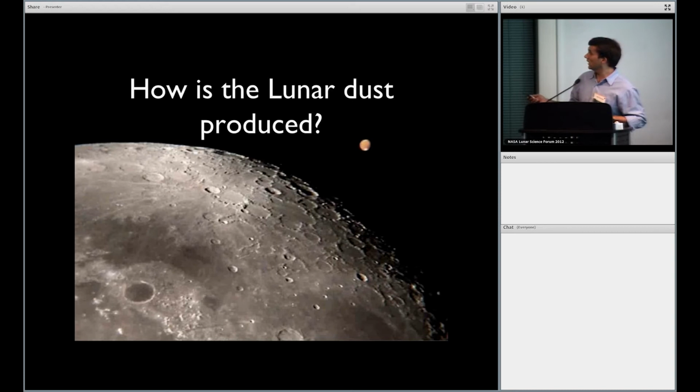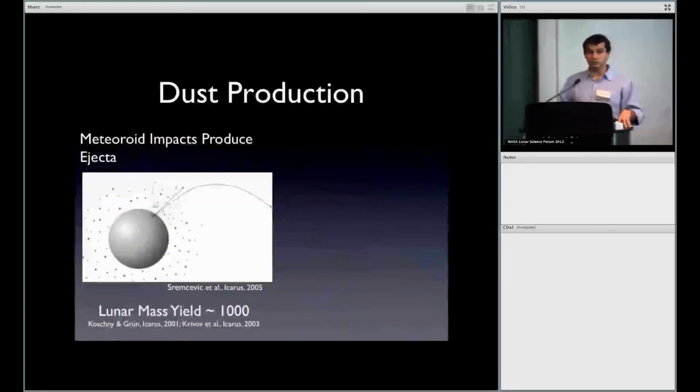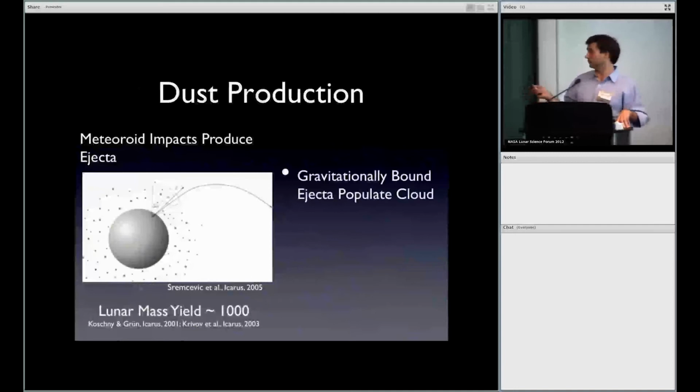So how is the lunar dust produced and why is it there? You have heard Mihai's talk earlier this morning and other talks which argue that there might be electrostatically lofted dust above the lunar surface. I'm going to talk about the other component, which is produced by micrometeoroid impacts on the lunar surface, which is a standard planetary process.